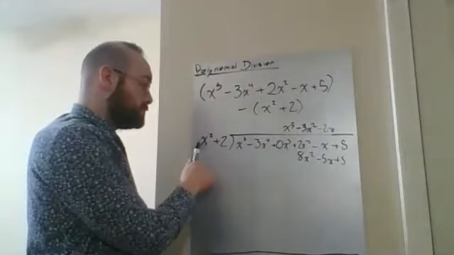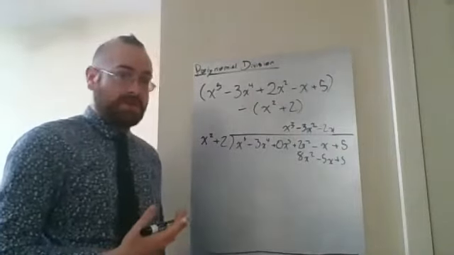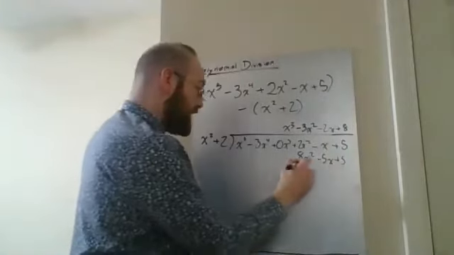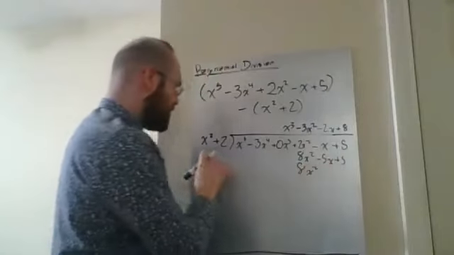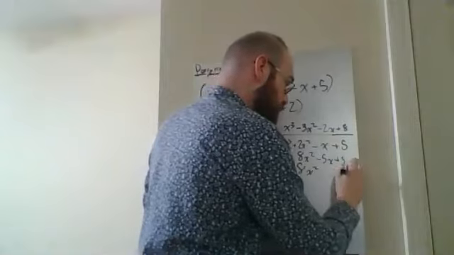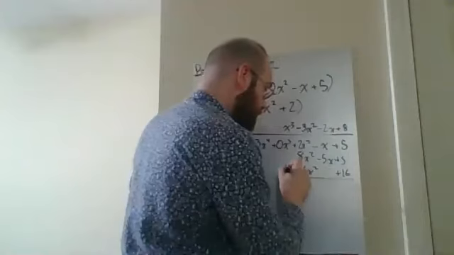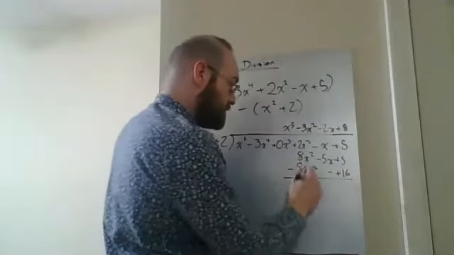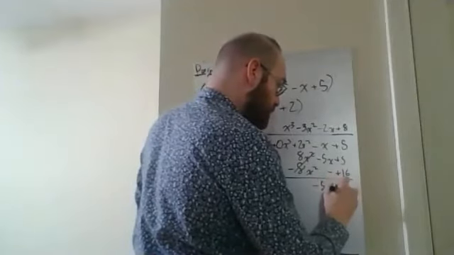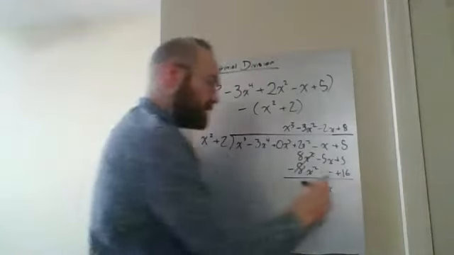So now, what can I multiply x squared by to get 8x squared? Well, that one's the simplest. It's just 8. So plus 8. So we'll have 8x squared, and then 2 times 8 is 16. See, making sure I've got it under that constant term. And now we subtract. So we get 0 for the first one, and then negative 5x. 5 minus 16 is negative 11.